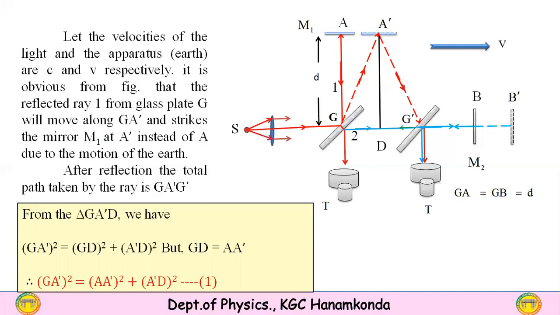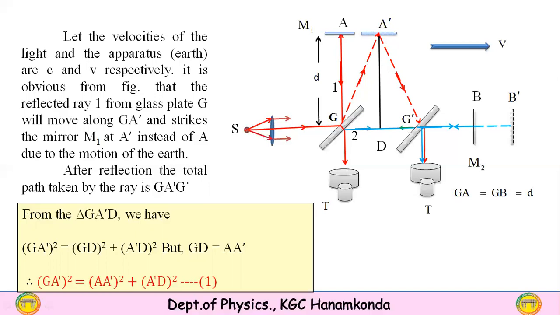Now I can draw a normal from A dash to the horizontal axis. Here I can find a right angle triangle GA dash D. Triangle GA dash D is a right angle triangle.